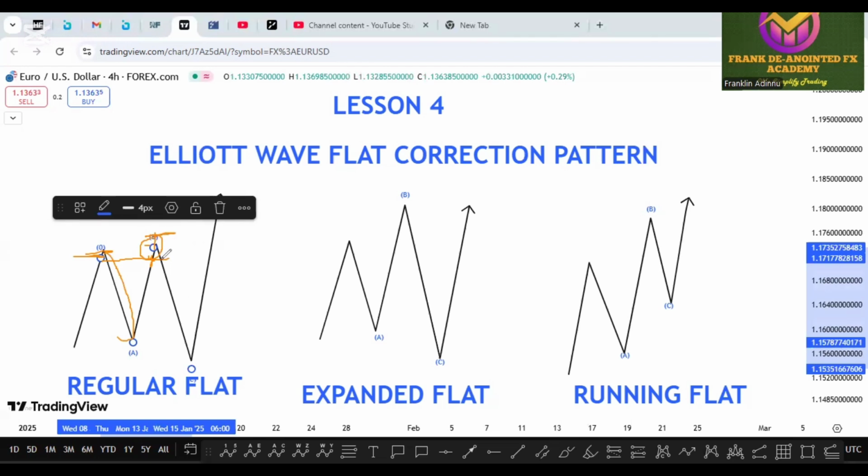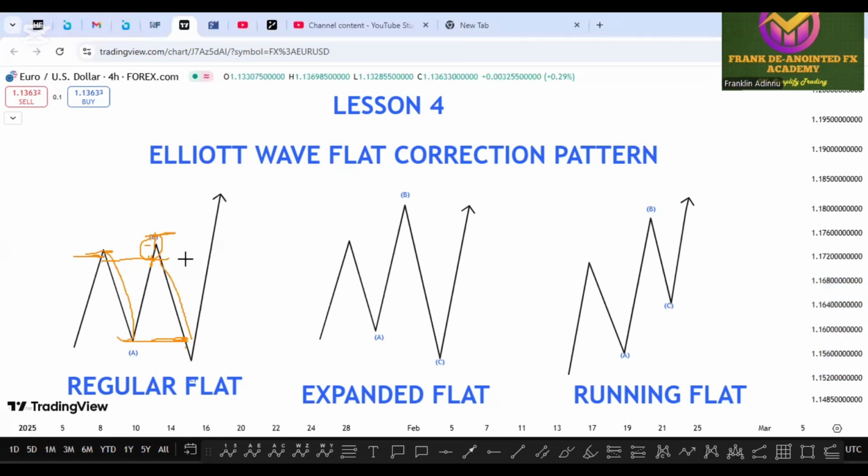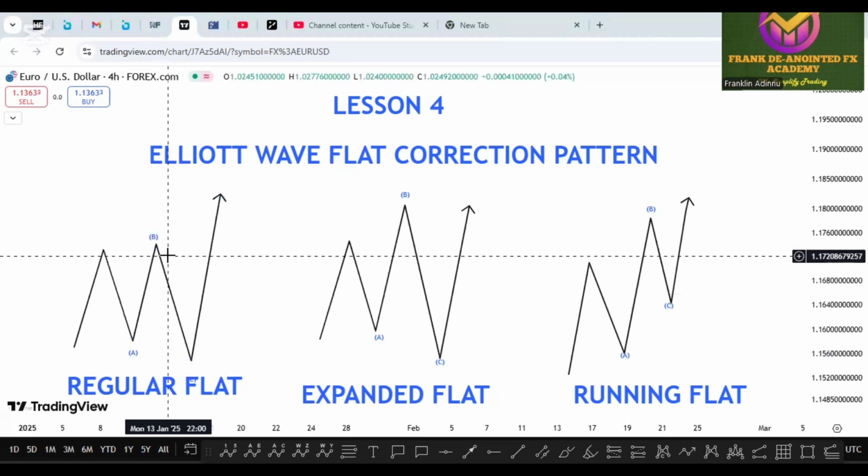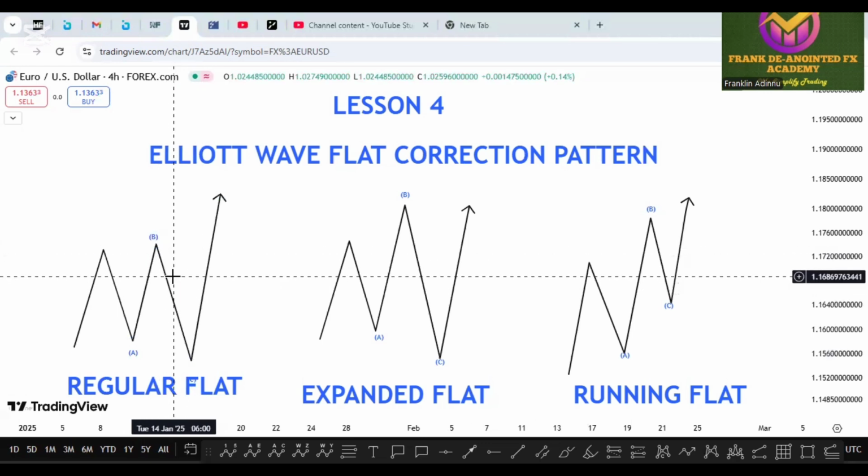And then wave C, which is this one, we go below wave A. It must be below wave A. It may not go too far down, but it must be below wave A. Sometimes it will just sweep wave A, like a sweep of liquidity, and then start going up. So it must be below wave A. So that is all about the regular flat pattern. You understand, guys? That's the regular flat pattern.